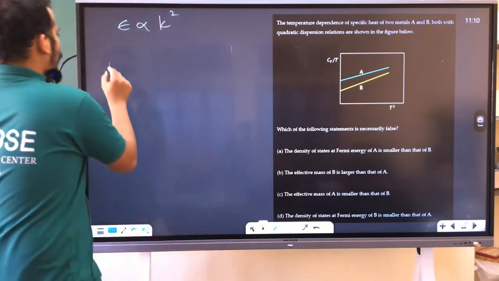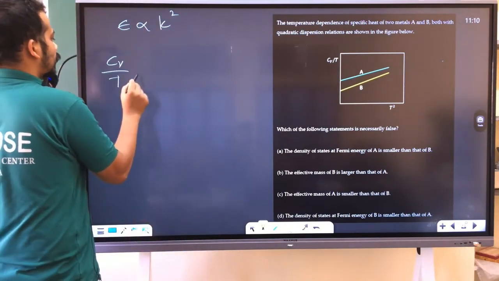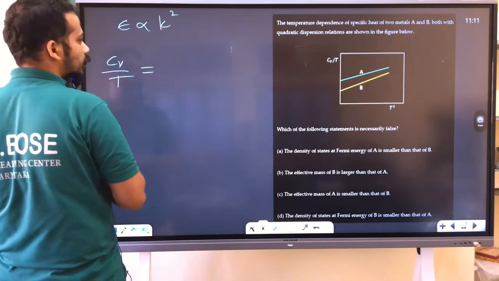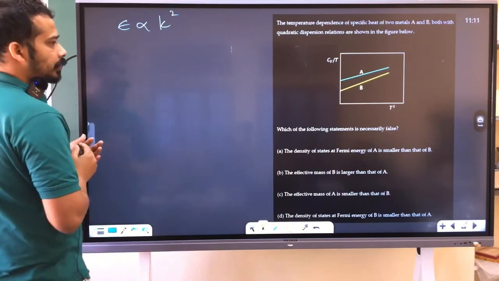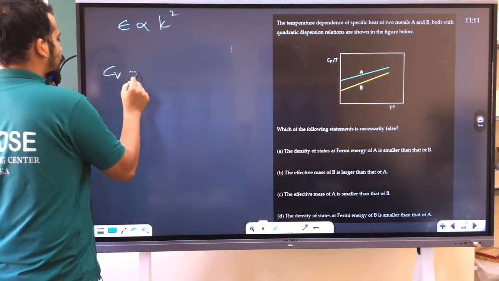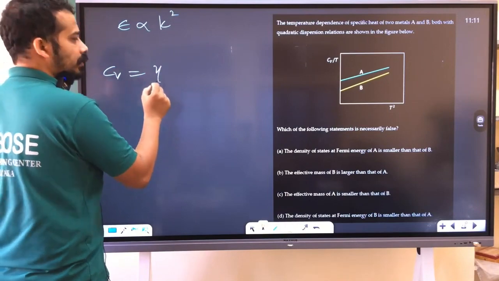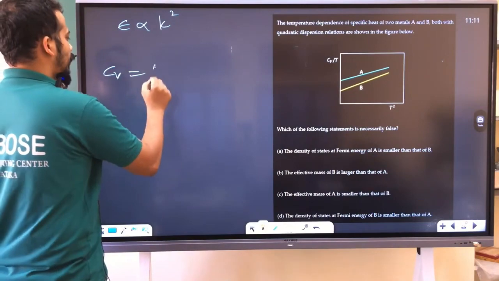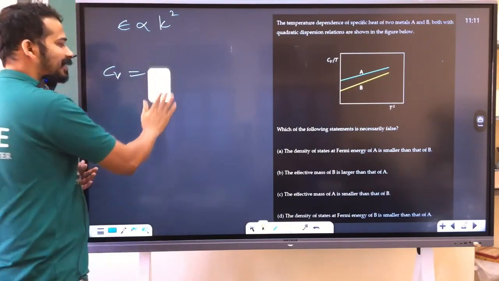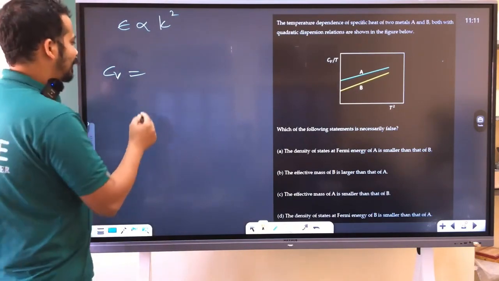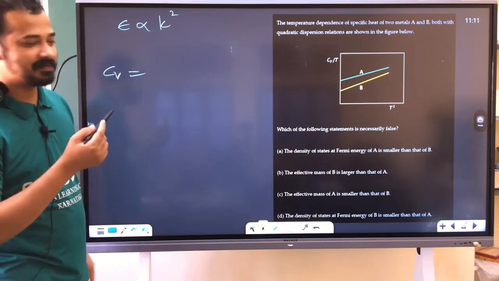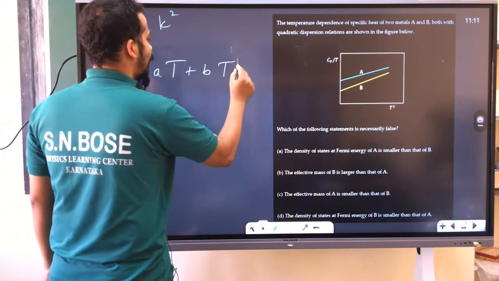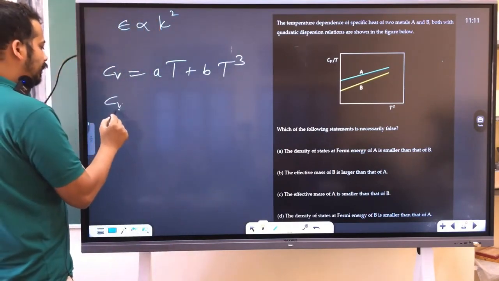So what they have plotted is Cv by T versus T squared. If that is a straight line, then Cv should be, I'll write, gamma T plus beta T cubed. Beta here is not 1 by kBT, just some constant. So Cv equals AT plus BT cubed. Is that okay? Now Cv divided by T.